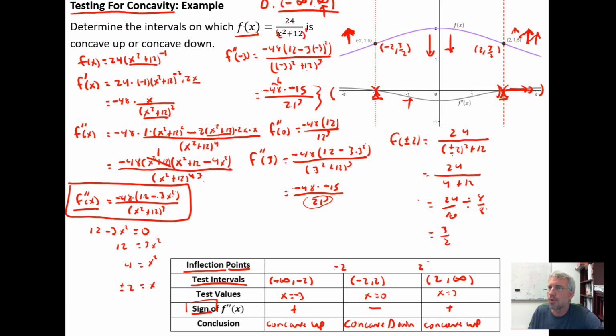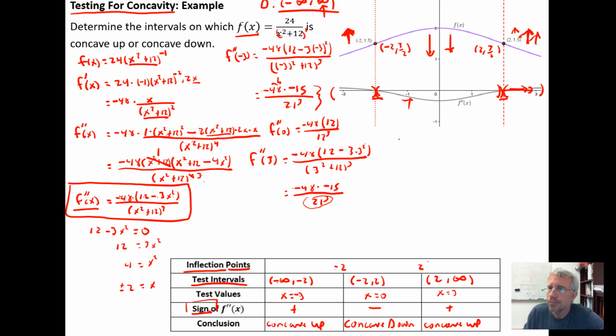And now I need to summarize these results. I'm going to erase this calculation of the inflection point location so I can write a little bit more on this slide. So I'm going to draw a conclusion. My graph is concave down. When does that happen? Well, that happens, using this box down here, between negative 2 and 2. So when x is an element of the interval from negative 2 to 2, my graph is concave down.